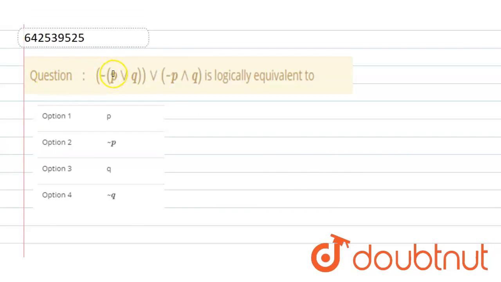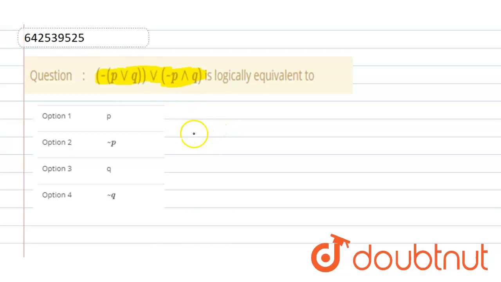Here the question is: given that negation of (P or Q) or negation of (P and Q) is logically equivalent to what? Here this is the question given, and we need to find the solution. For this question we have two methods. The first method is the truth table method, and the other is the direct method. First method, applying the truth tables.